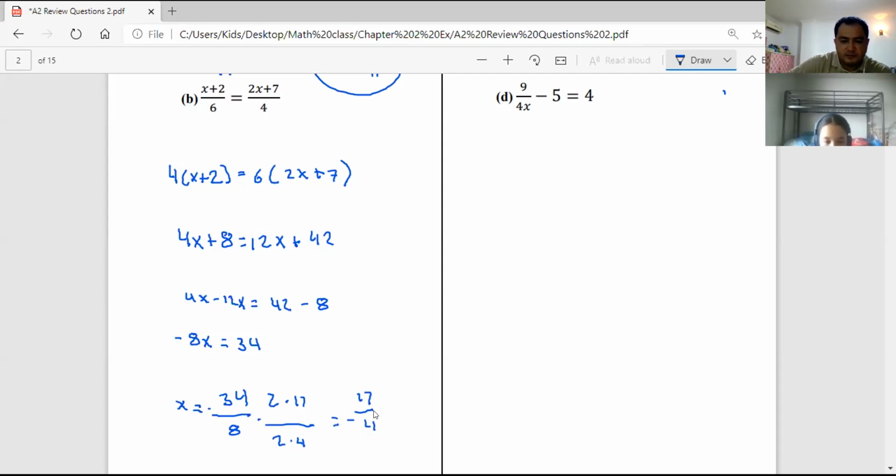So 4 goes into 17. Can you also put an equal sign after 34 over 8? 4 goes into 17, 4 times and 1 over 4. Very good. Negative, right? Minus. Yeah, negative. So just write that here.